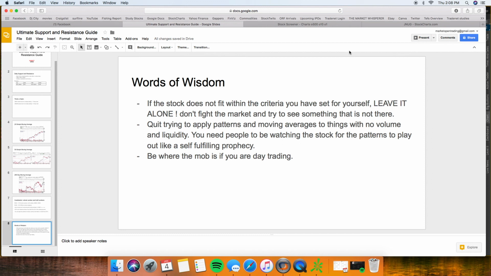Because if there is absolutely no volume behind it and there's nobody looking at the stock, these patterns, these hypotheses of yours will not come true, unfortunately, because there's nobody looking at these stocks.